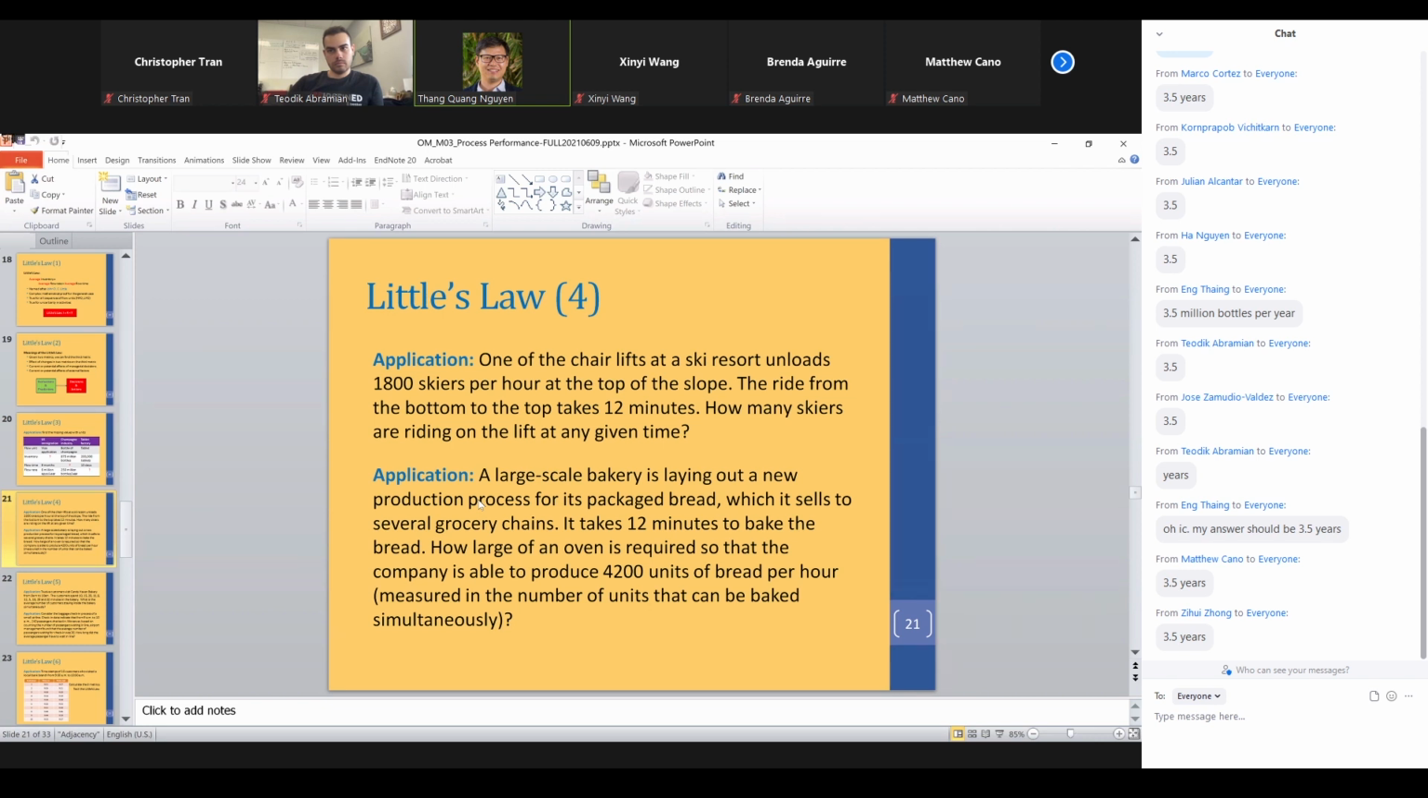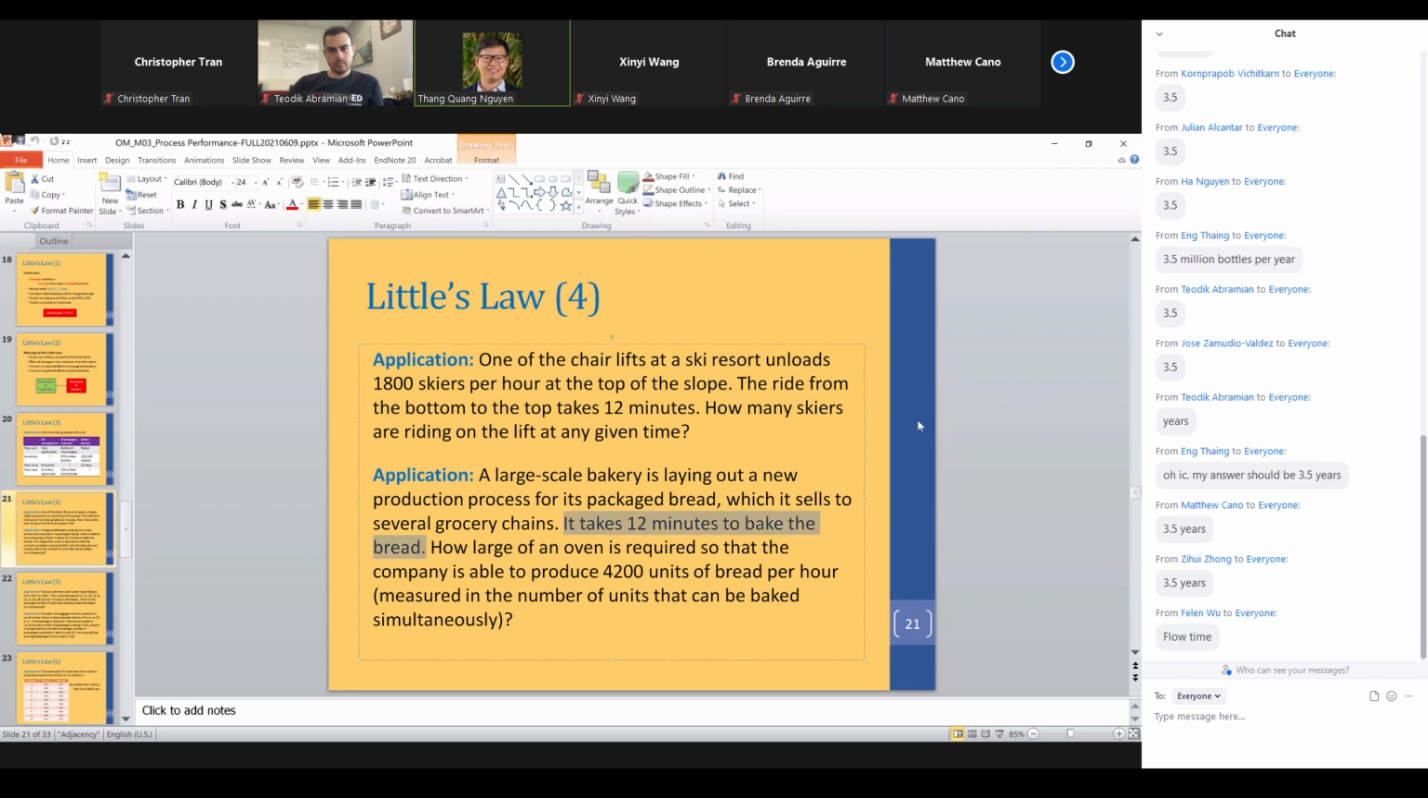So I would like to ask the whole class, when you read here, it takes 12 minutes to bake the bread. What is that information? Is that inventory? Is that flow time, or is that flow rate? Please feel free to share in the chat window. Later on, I think that I can manage and retrieve your chat entry. All right, I see that from Trillian. Alita also says flow time, yeah. And CPay also says flow time.